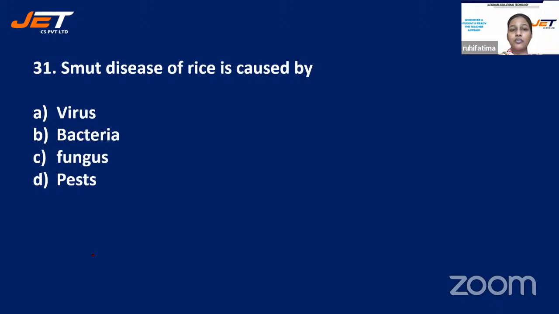Smut disease of rice is caused by dash. Is it virus, bacteria, fungus, or pest? Smut disease of rice, students. This is again a plant disease we are talking about. And the correct answer is fungus.